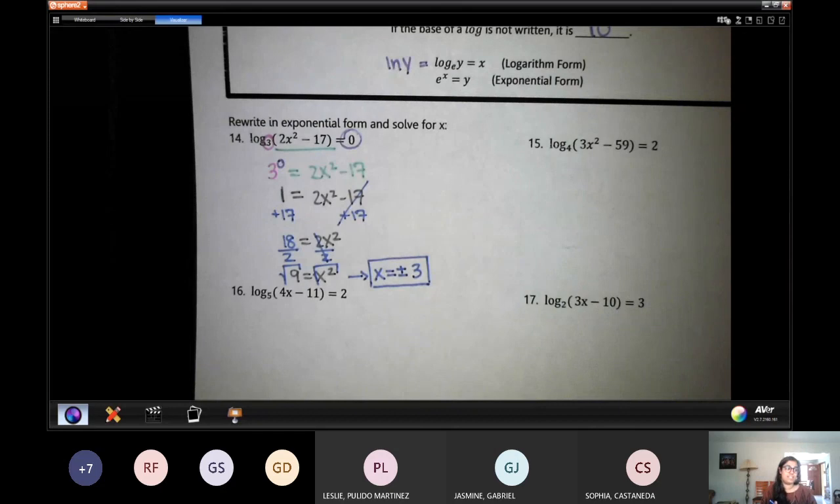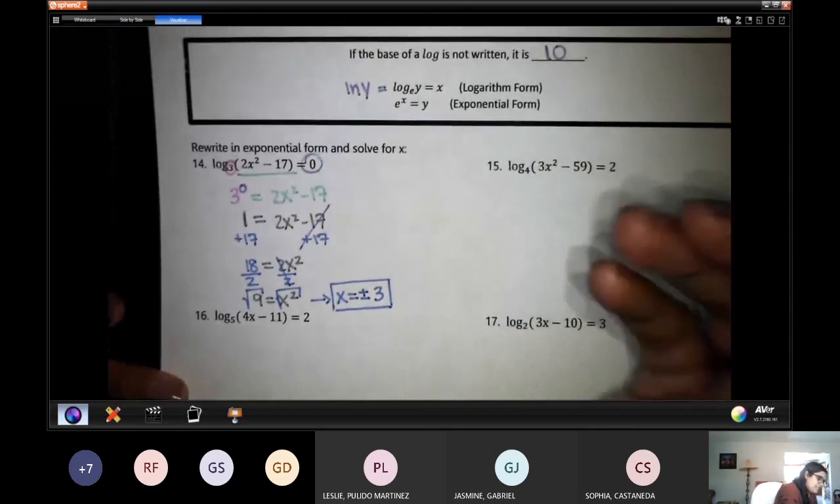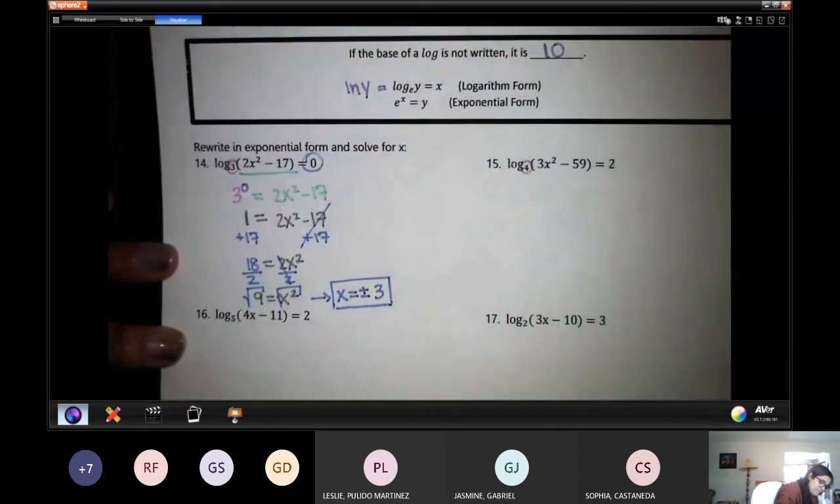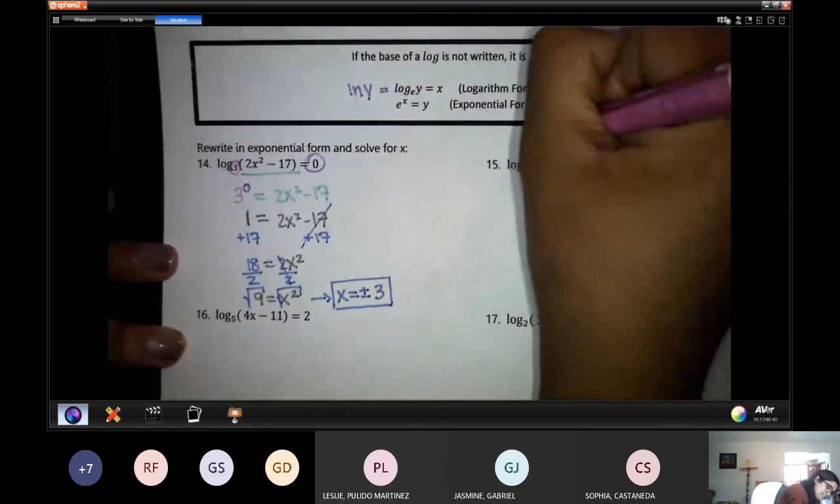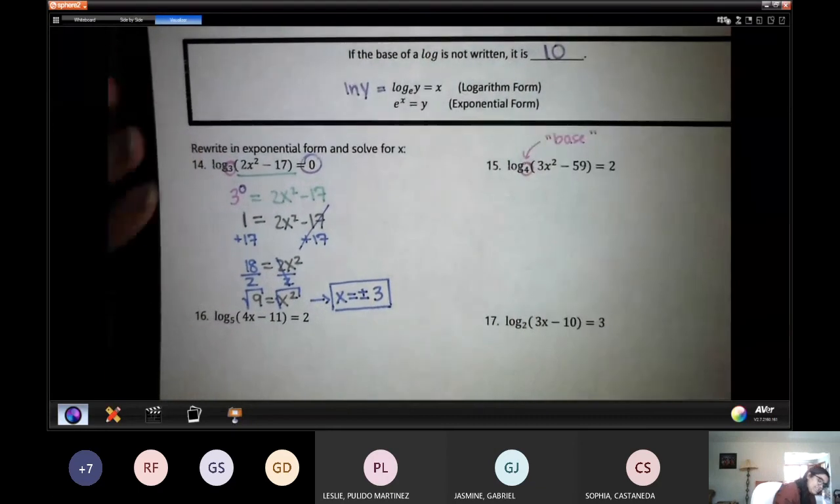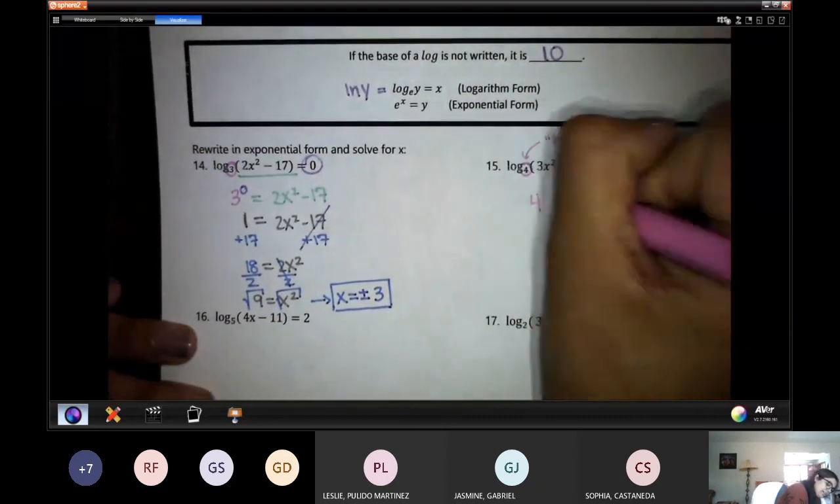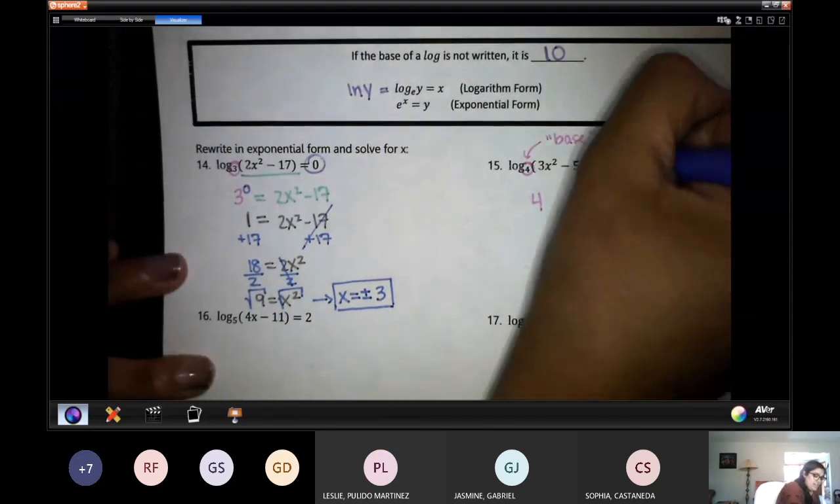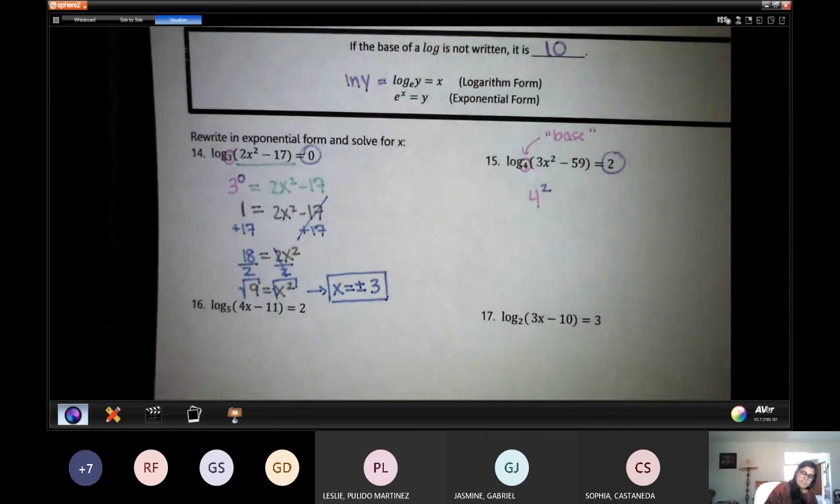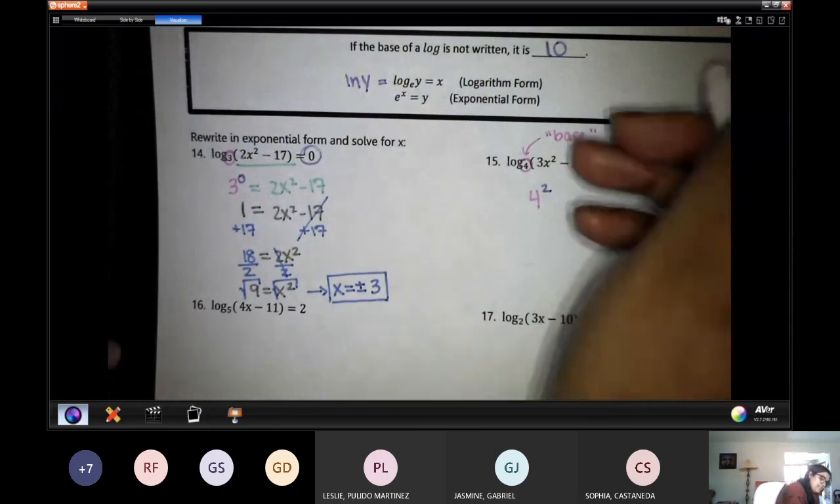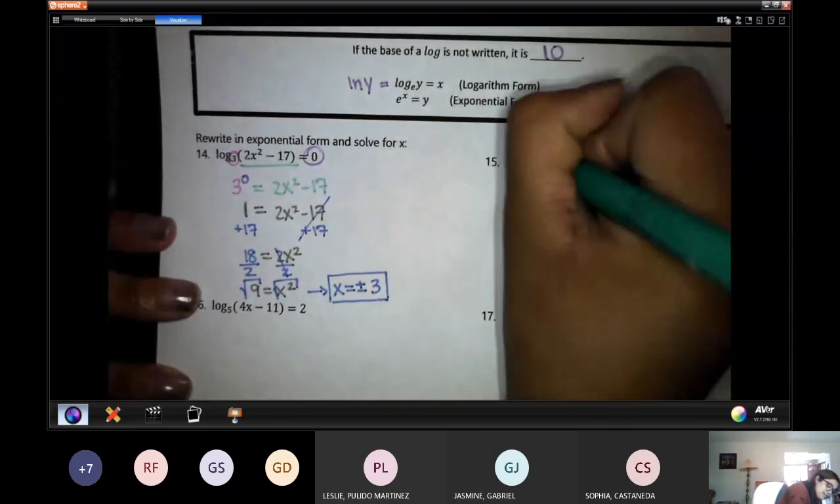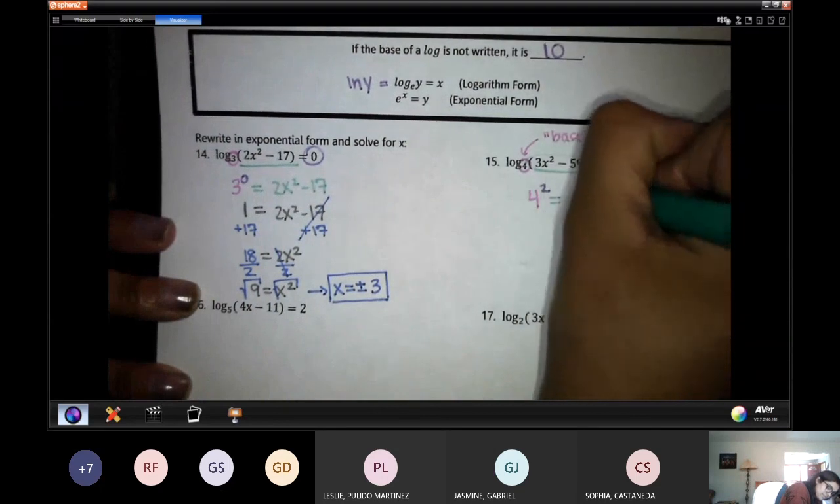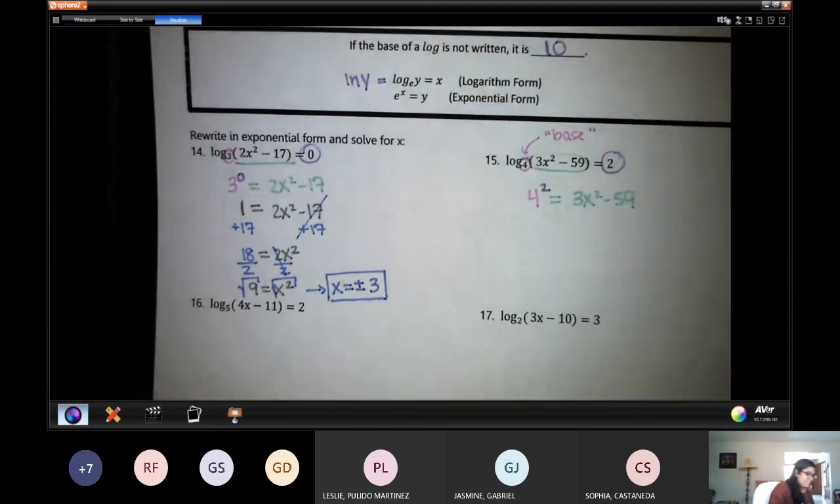All right, let's try number 15. Same general process, so I'm going to color code the same way. We're going to take our base, which is 4. That is called a base, just in case y'all are confused by what I'm saying. So 4, and then we're going to take the answer over here and make that our power. And we're going to take the stuff that's actually being done with the log and put it in here. And then from there, it's super straightforward, just equation solving.